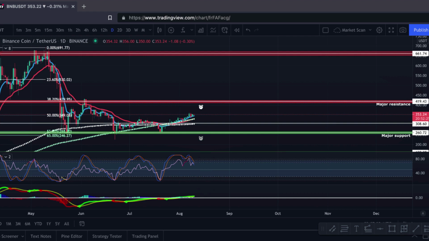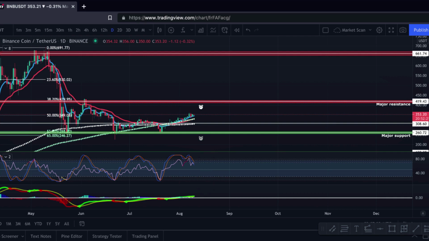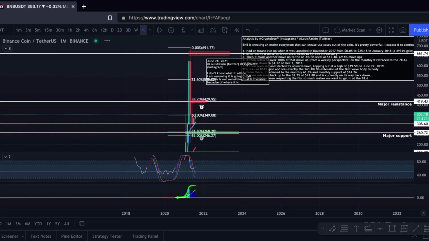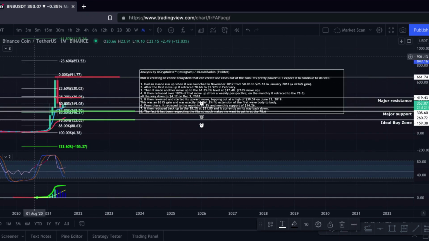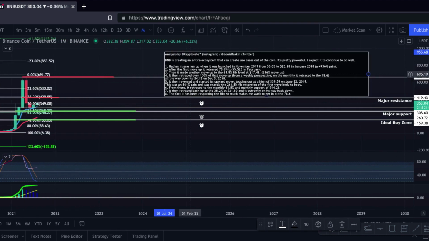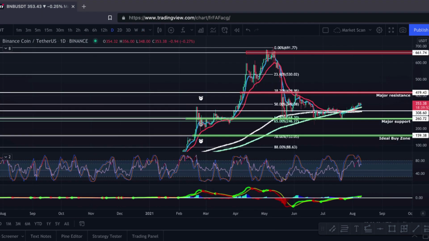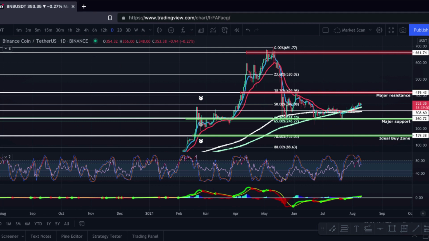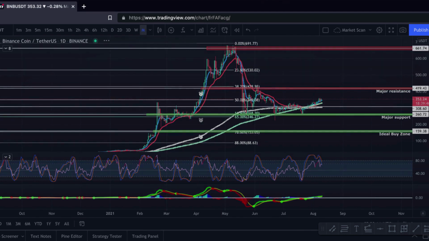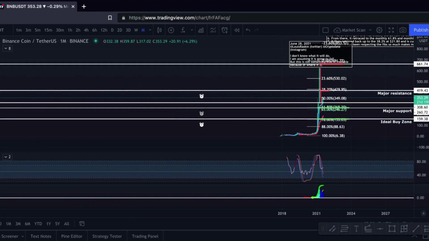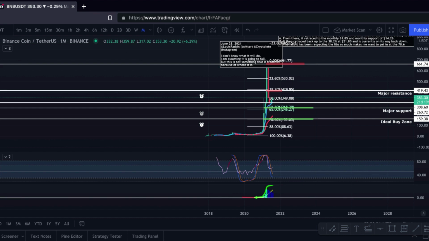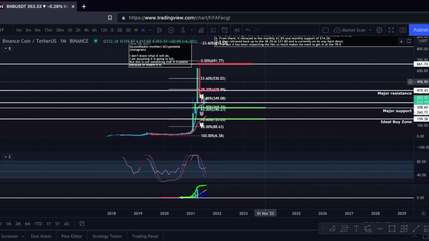Okay, so now we can move on to some of the alts. Let's just start with BNB. Look at the monthly for BNB. The monthly really doesn't look bad. Okay, so now we are going into the actual cryptocurrencies. We're going to start off with BNB, and then go from BNB to ADA, XRP, Doge, DOT, Uniswap, Solana, Link, and we're just going to go down the line.